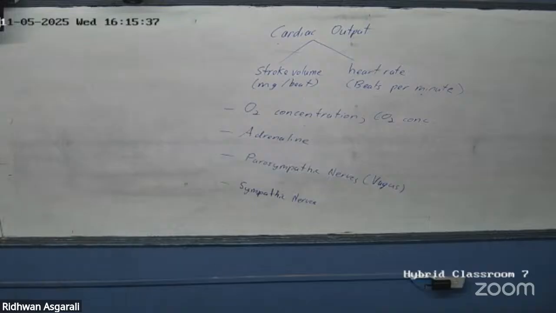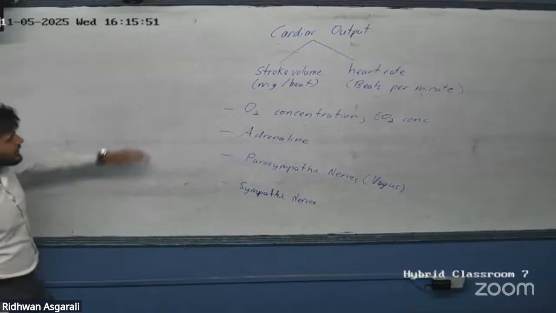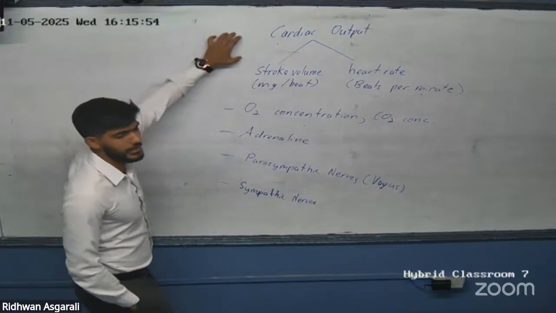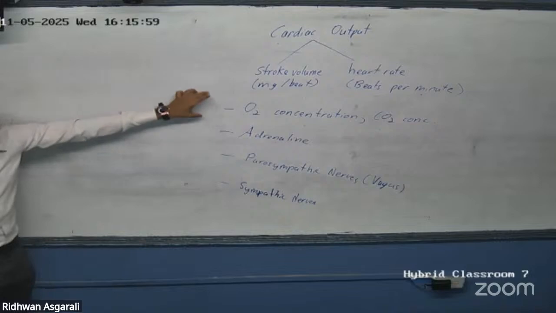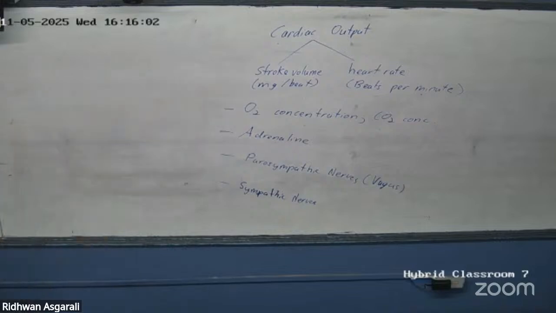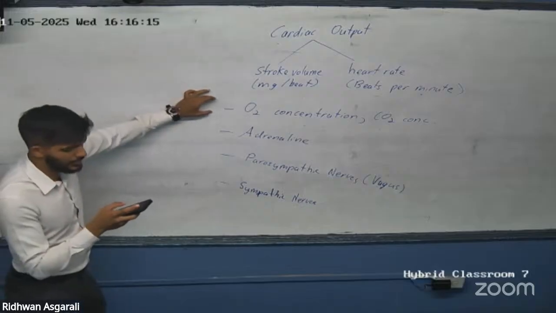So nitric acid or nitric oxide? You remember? Or is it nitric oxide? Right. So it's supposed to be nitric oxide. Right, so these are the four main factors that affect the cardiac output. Okay? So let's take a look at each one of them. Right, so the first one is oxygen and carbon dioxide concentration.